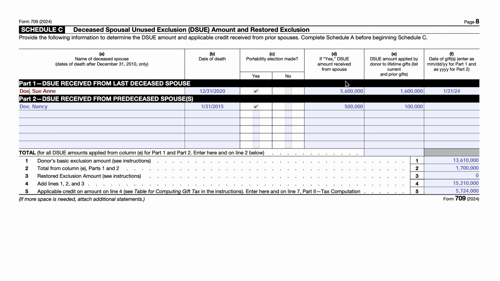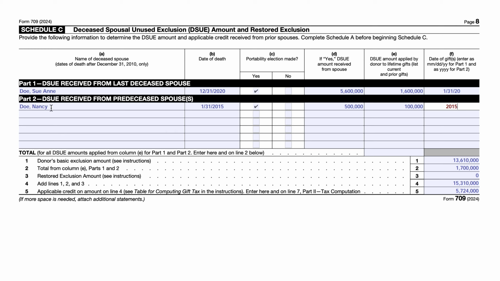her unused spouse exclusion, which was $5.6 million, and the amount that was applied to lifetime gifts was $1.6 million. And we put the date of the gifts. In this case, we'll just put that this was in 2015.